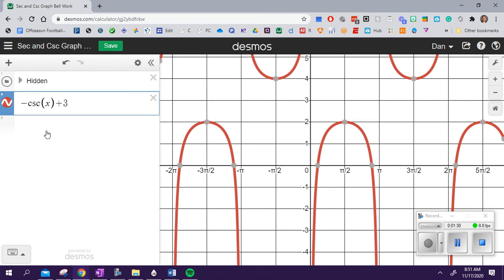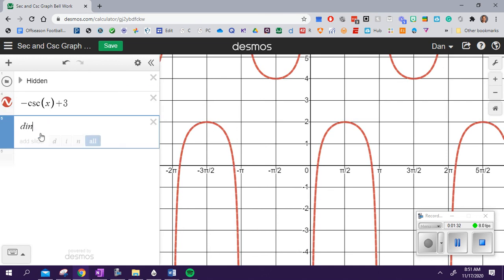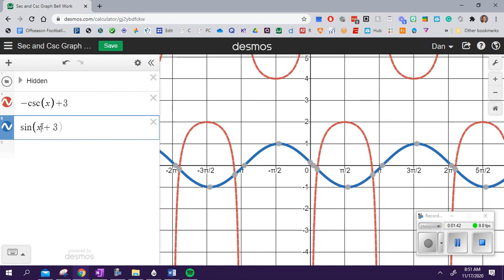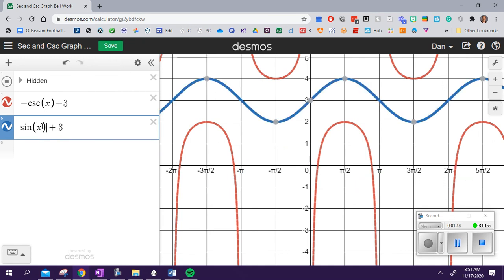Okay, let's do it again. We're going to go with sine x plus 3 again. But we're going to do something different. What can I do differently with that graph? Sophia, what do you do? I did a horizontal shift of 2 pi. So if I did this and I went plus or minus 2 pi? Minus. Sure, minus 2 pi.